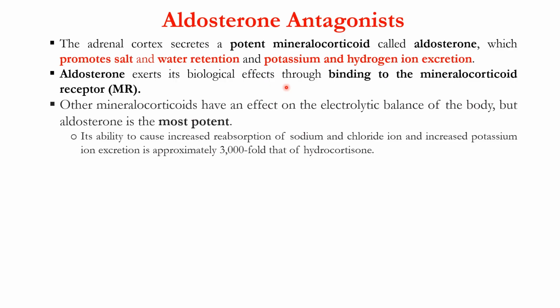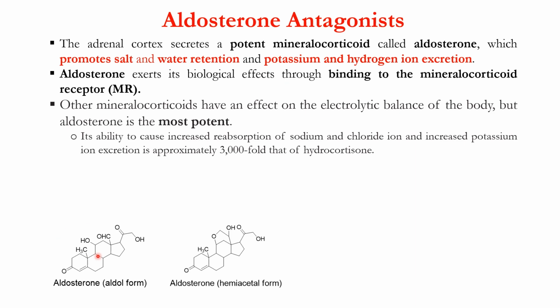When we compare with other molecules in terms of increasing absorption of sodium and chloride ions and increasing potassium and hydrogen ion excretion, aldosterone is the most potent. For example, compared to hydrocortisone, aldosterone is 3,000 times more active. Aldosterone can exist in two forms. It can exist in the aldol form, or it can exist in the hemiacetal form. So this is the hemiacetal form. Here the aldehyde part is there. When the aldehyde interacts with the OH group, it can produce the hemiacetal form. Both of them are active.